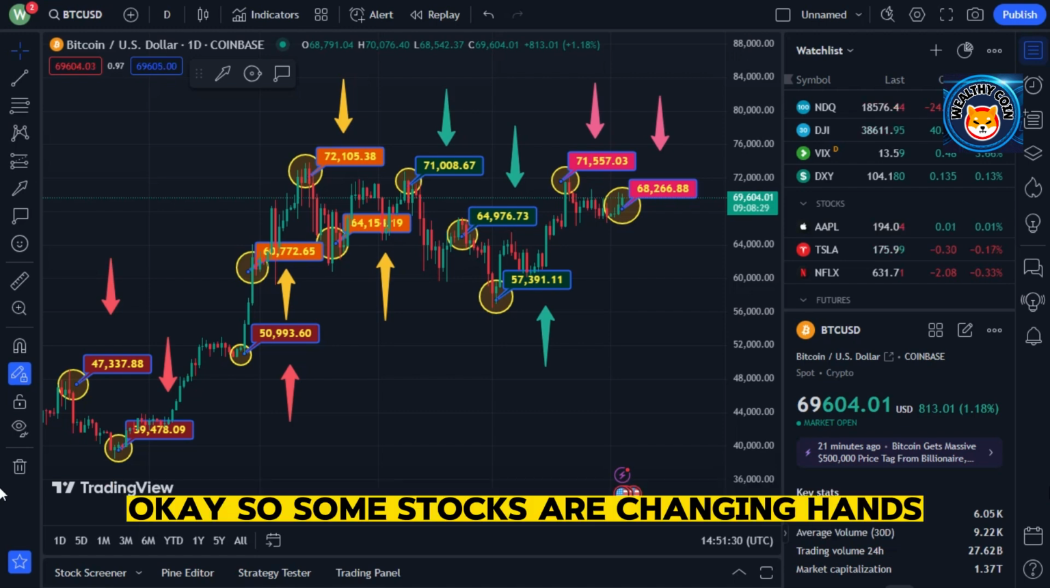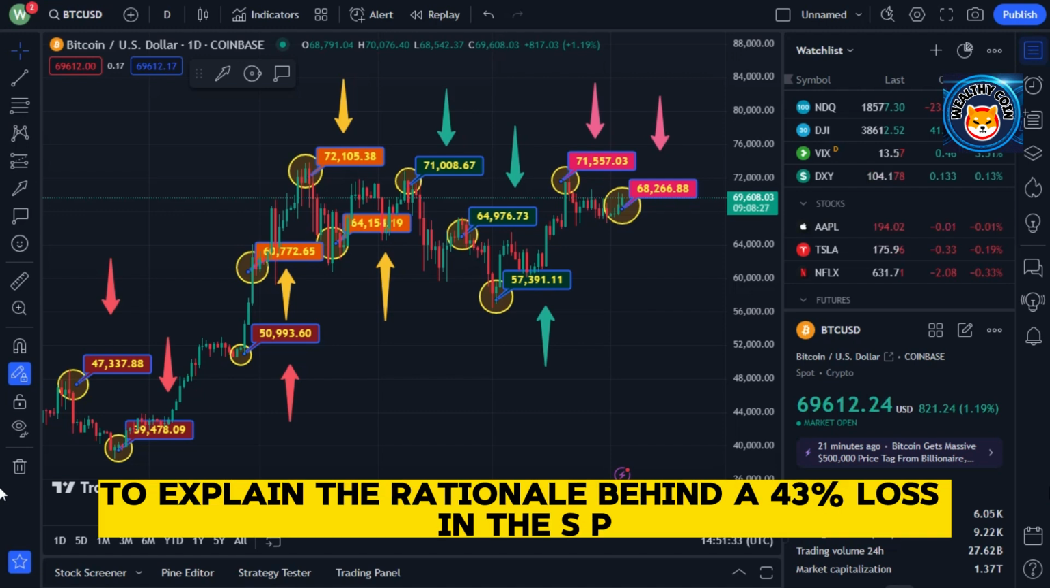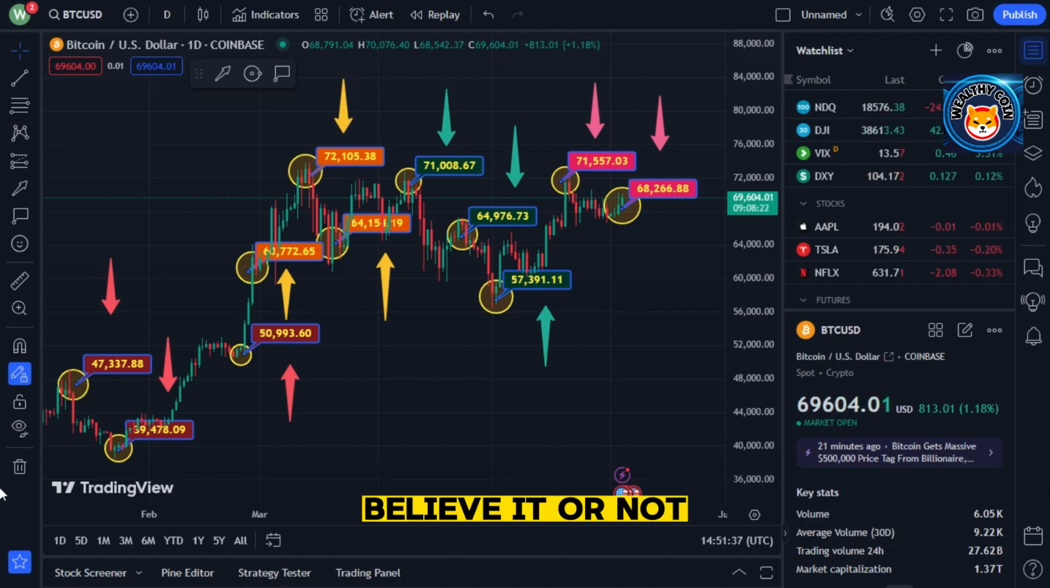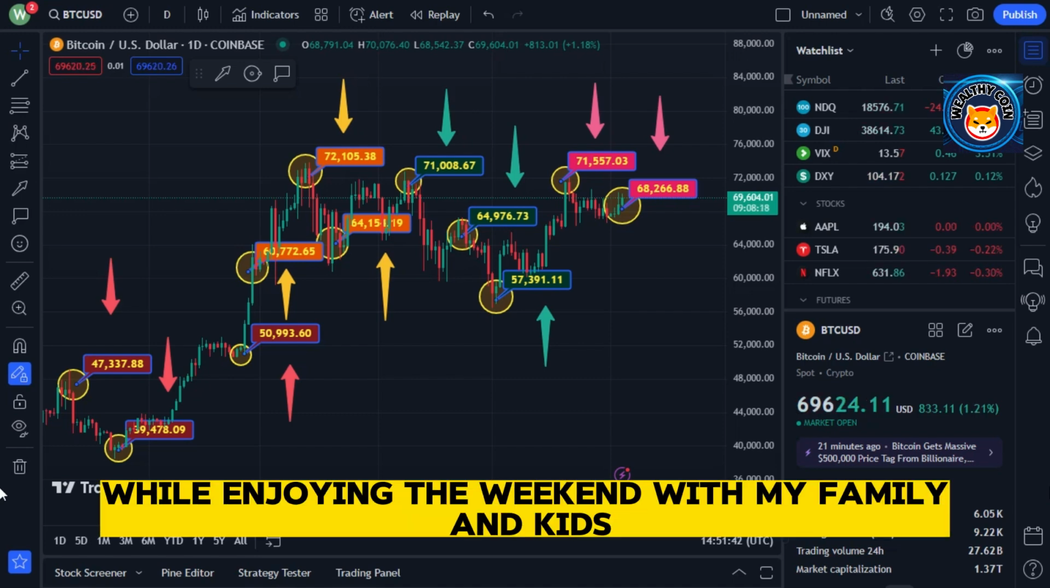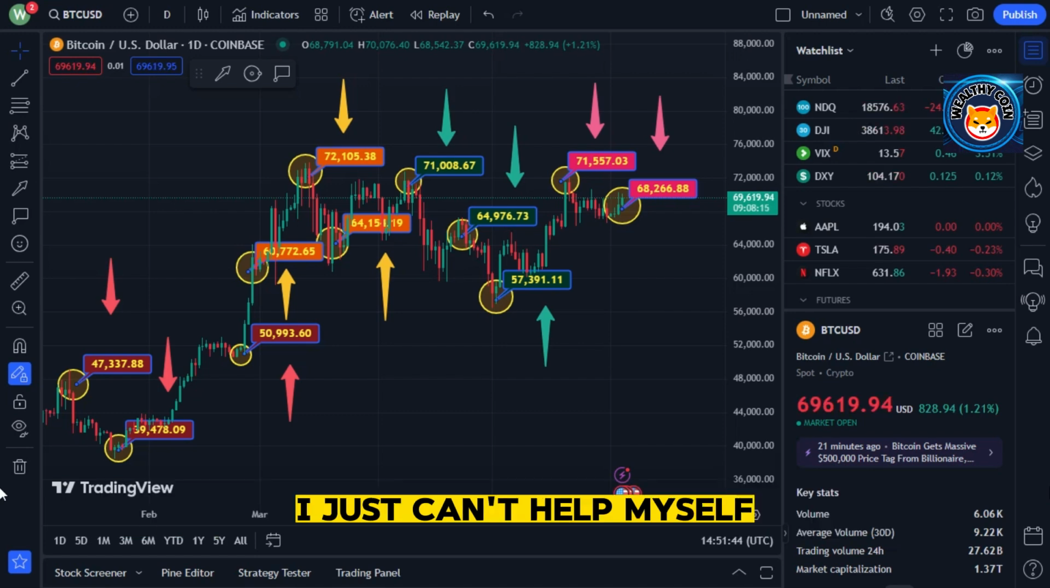Okay, so some stocks are changing hands, but now I'll deliver on my promise to explain the rationale behind a 43% loss in the SP 500. Believe it or not, this is the material that I'm sitting on while enjoying the weekend with my family and kids. I just can't help myself.